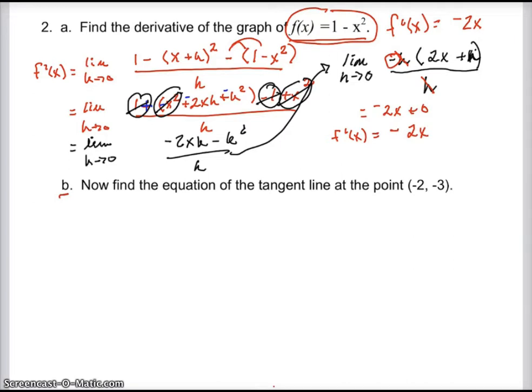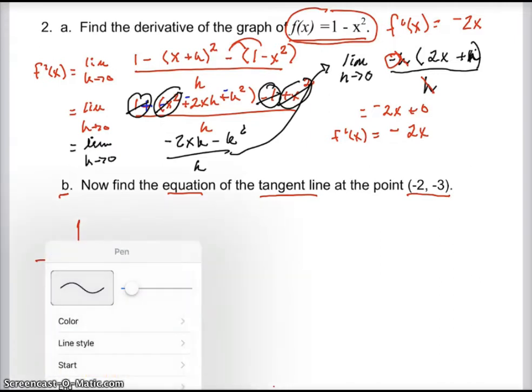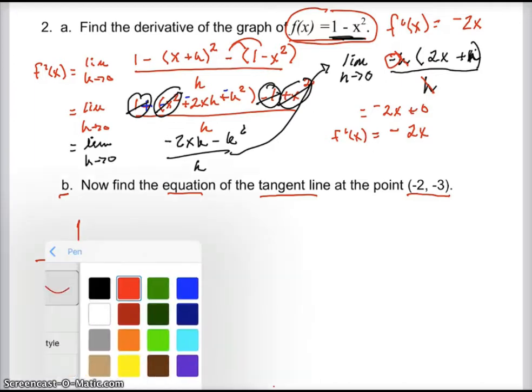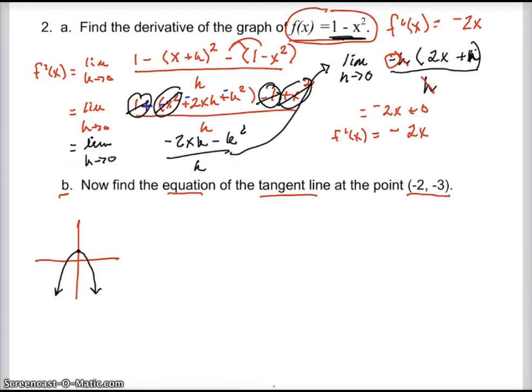All right, so part B is something you'll definitely want to pay attention to. Notice that part B says, now find the equation of the tangent line at the point -2, -3. So I'm asking you to take the given function. I'm going to draw a sketch just so you have a visual of what we're looking for. So this is 1 minus x squared. So we know we have a vertical shift of 1 and then a vertical reflection. And it's asking for the equation of the tangent line at the point -2, -3. So we're looking for the equation of this red line that I'm drawing here.